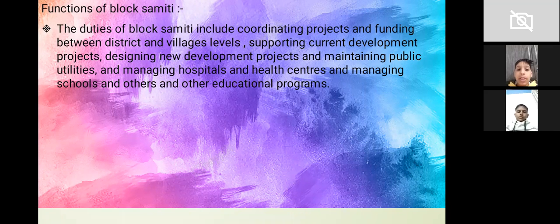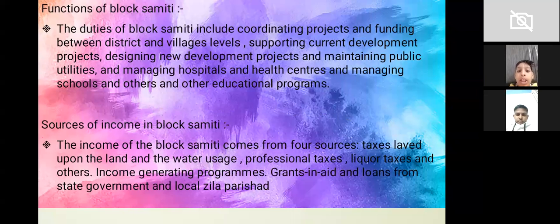Functions of Block Samiti. The duties of Block Samiti include coordinating projects and funding between district and village levels, supporting current development and projects, designing new development projects and maintaining public utilities, managing hospitals and health centers, and managing schools and other educational programs.